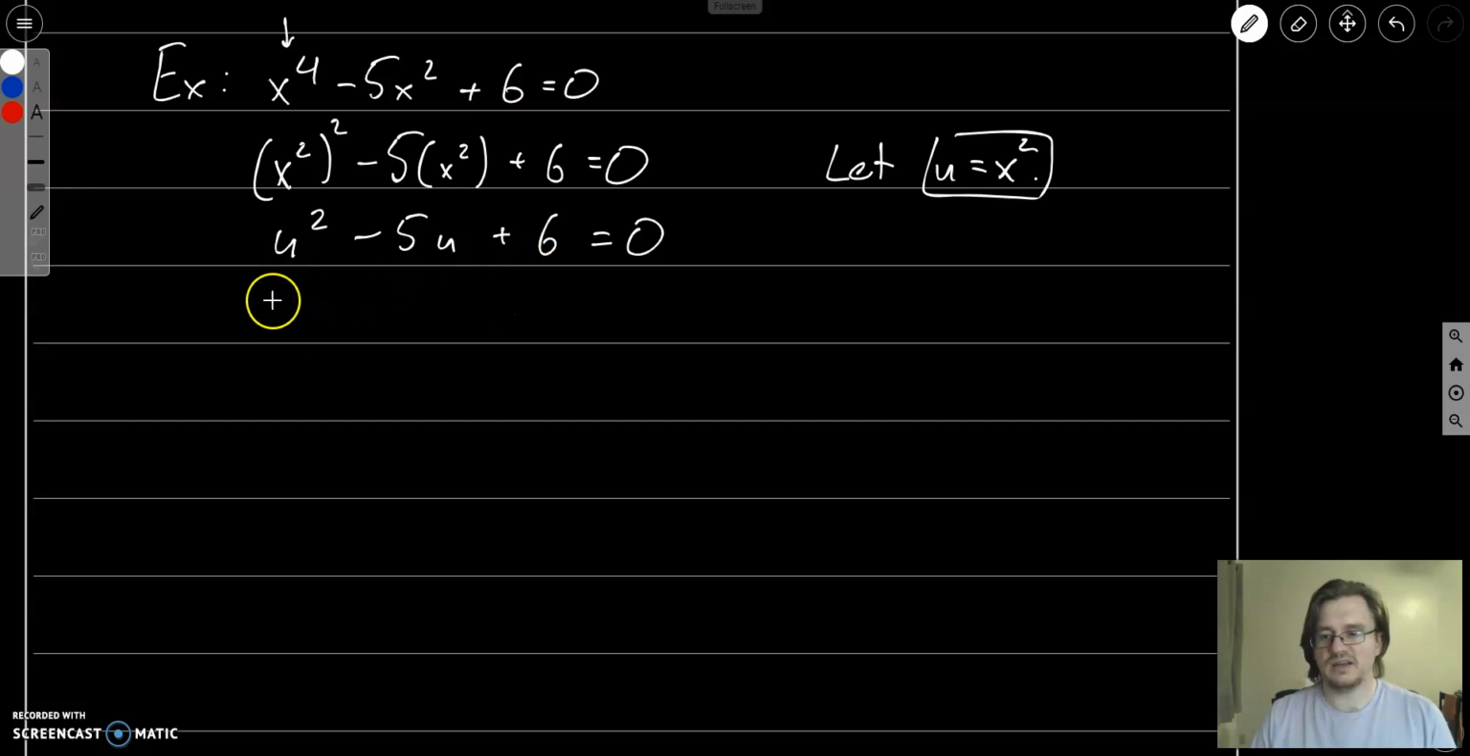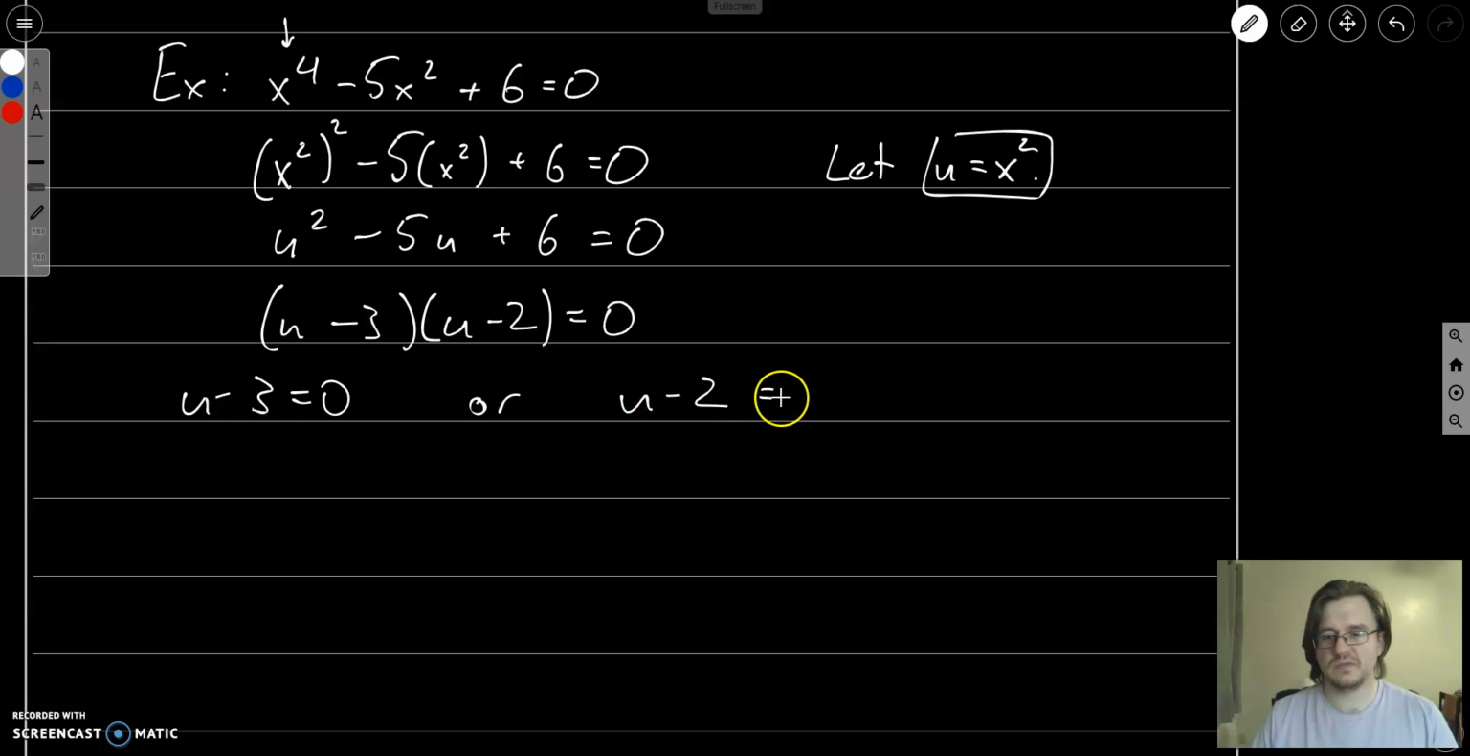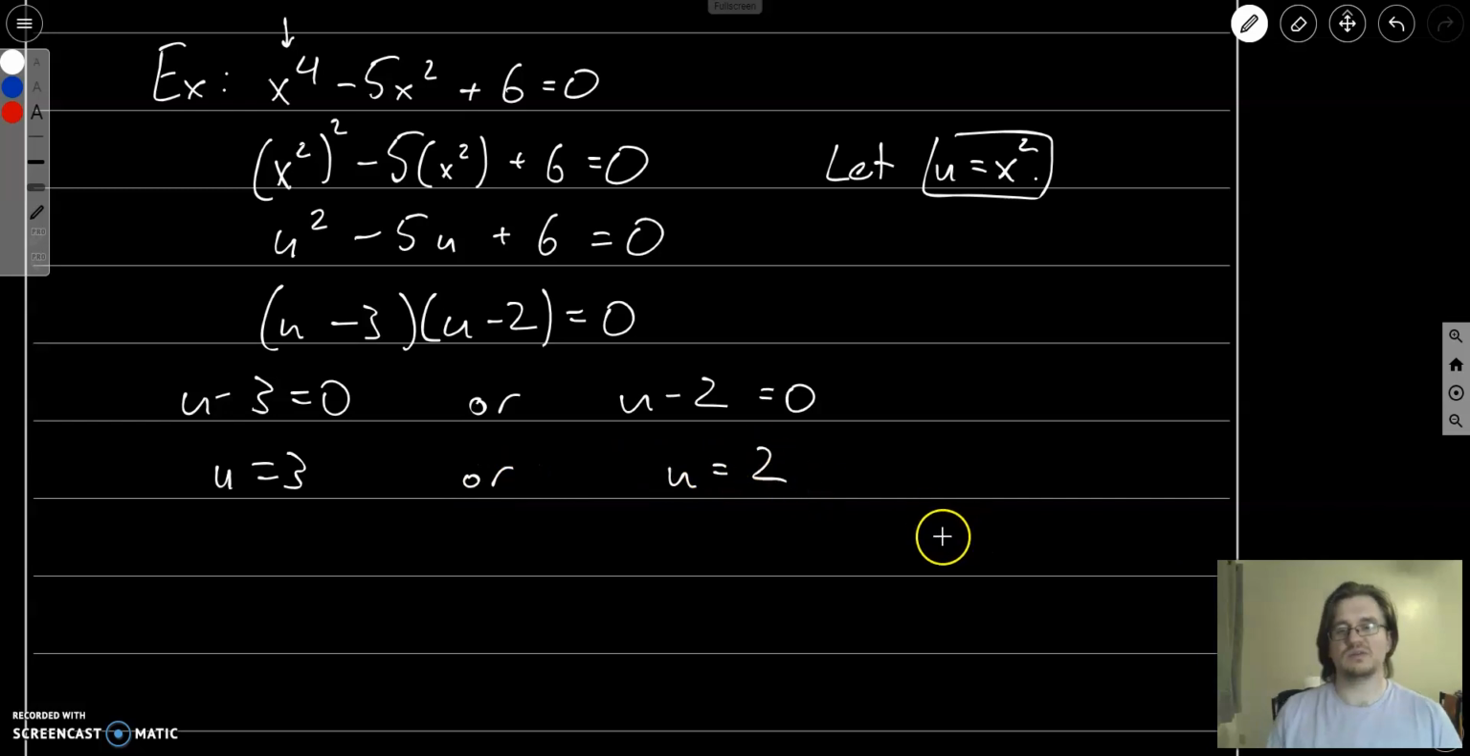So as I factor this, I want two numbers that multiply together to give plus 6, that when you add them together, you get minus 5. Negative 3 times negative 2 is 6. Negative 3 plus negative 2 is negative 5. So because we're multiplying two numbers together to get 0, one of the two numbers must be 0. So either u minus 3 is 0 or u minus 2 is 0, in which case I can add 3 to both sides and get u is equal to 3, or u is equal to 2.